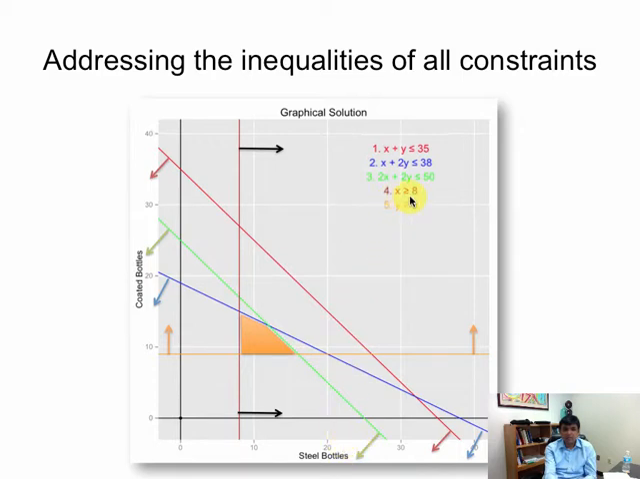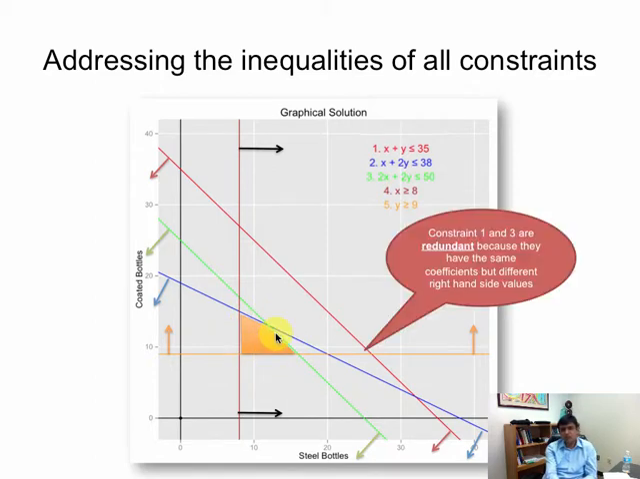And x should be greater than or equal to 8, which means it's the region on the right side. And y should be greater than or equal to 9, which should be the region above this yellow line. So our feasible region is shown with the orange area.